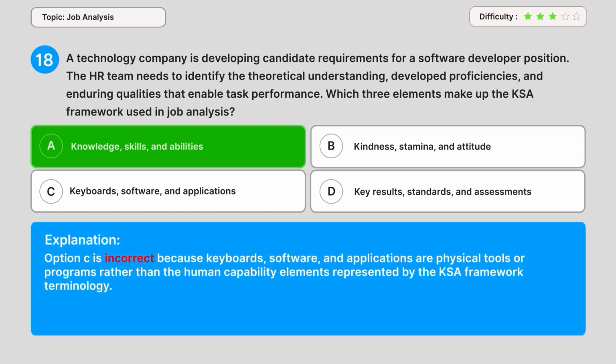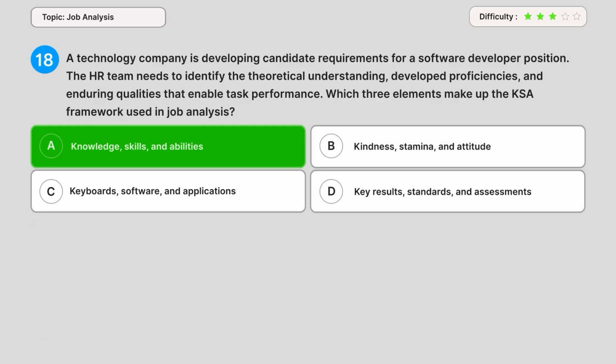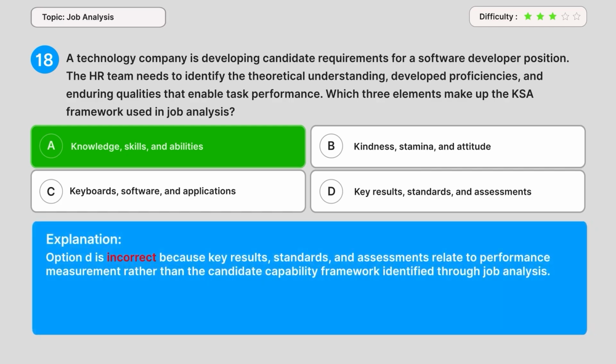Option C is incorrect because keyboards, software, and applications are physical tools or programs rather than the human capability elements represented by the KSA framework terminology. Option D is incorrect because key results, standards, and assessments relate to performance measurement rather than the candidate capability framework identified through job analysis.